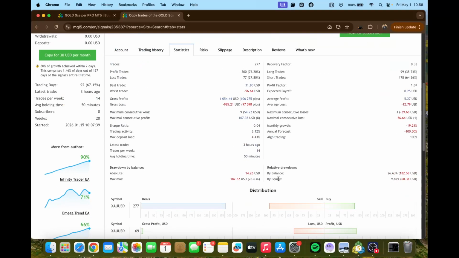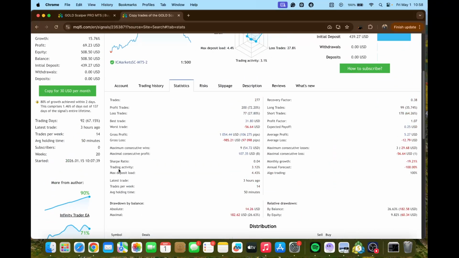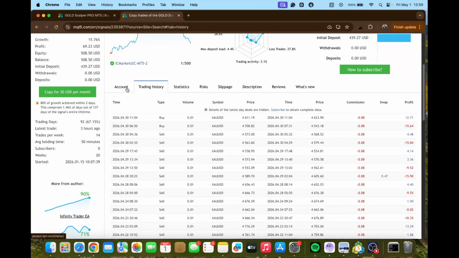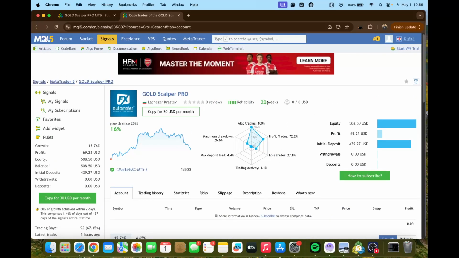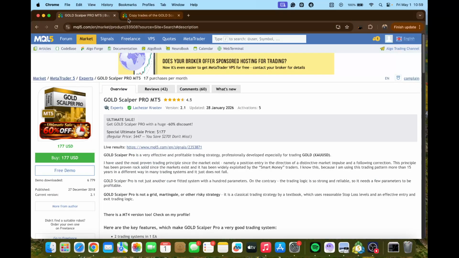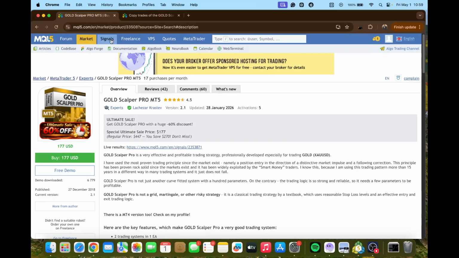So this is a live signal and it's shared by the developer, so they are quite transparent. And this is the history of this. This is how the graph looks like. Yeah, it's been running for 20 weeks. So I like this from the developer because he's transparent. He shows that he can actually put his Expert Advisor to test live and see how it works out, especially based on live factors like the slippage and all of that.